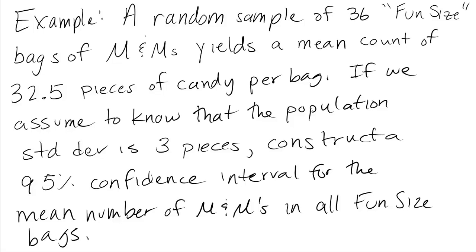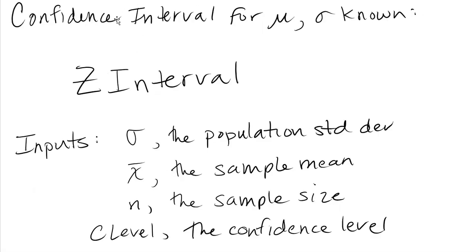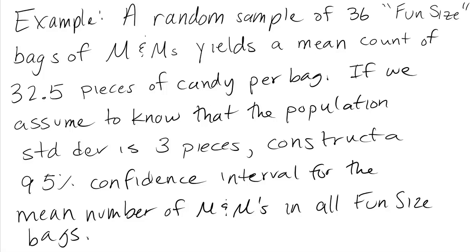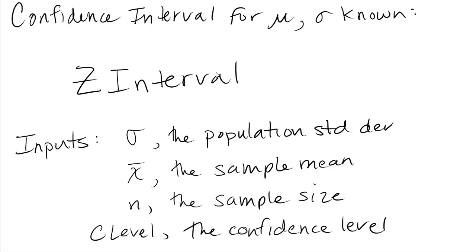So let's start with the goal of the problem. We're being asked to construct a confidence interval. And more than that, it's a confidence interval for a mean, which is the first part of the description of what ZInterval does. It finds confidence intervals for means. But notice you have to be in the case where the population standard deviation is known, so we need to make sure that we know the population standard deviation, and you can see it specifically says that the population standard deviation is 3 pieces. So we're talking about the scenario that ZInterval handles.